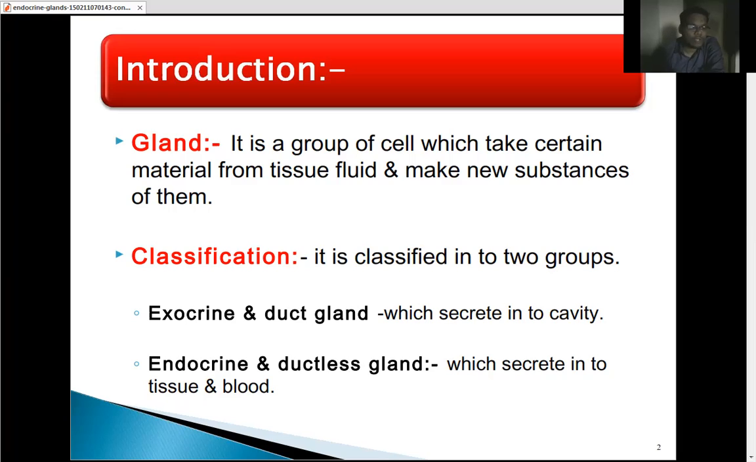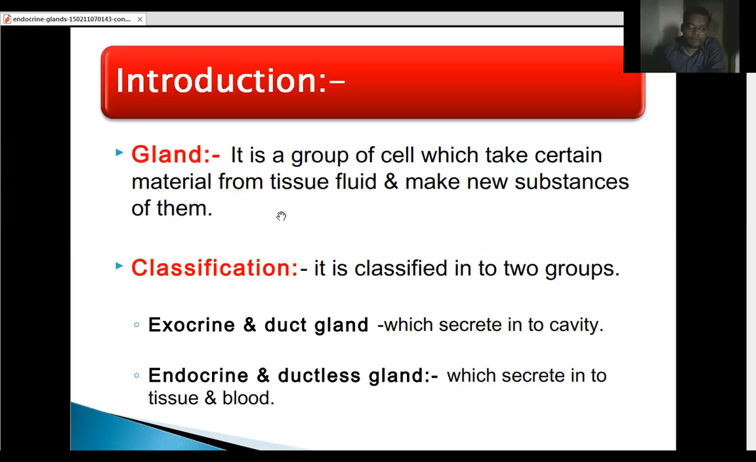Glands are of two types actually: exocrine glands and endocrine glands. Exocrine glands are duct glands and endocrine glands are ductless glands. Exocrine glands secrete their secretions through ducts, and endocrine glands have no ducts. They directly secrete their hormones into the tissues and the blood.